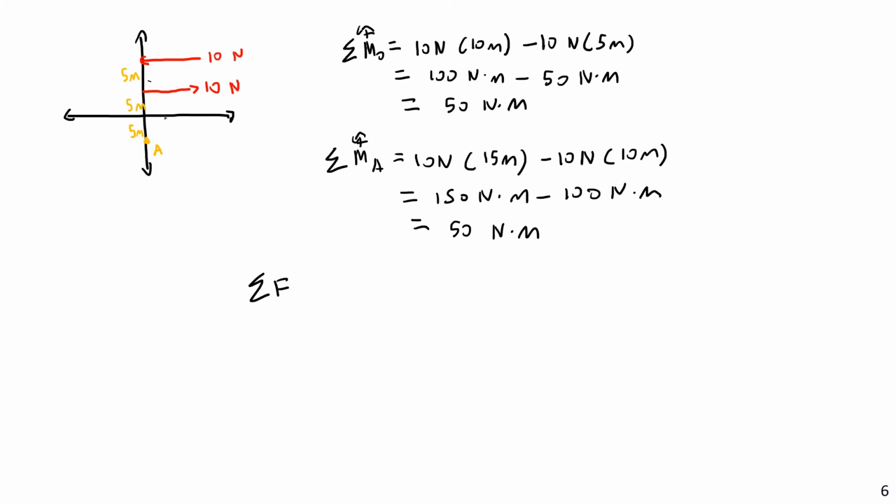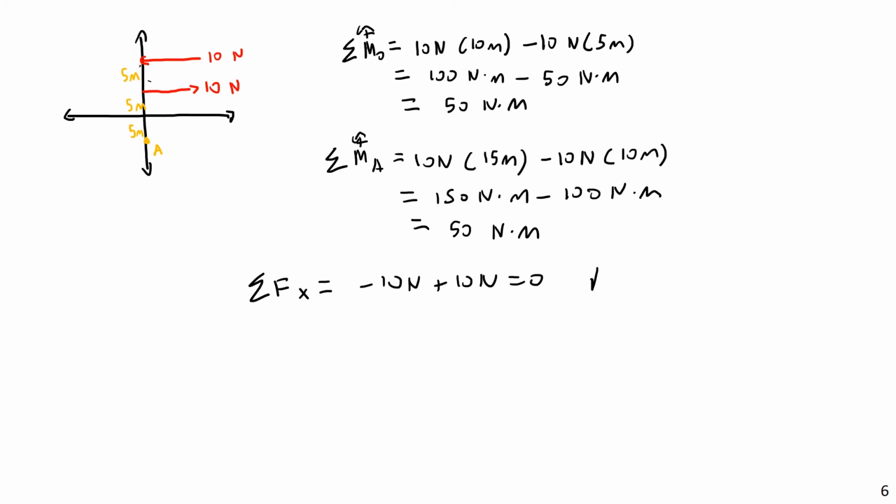In the y direction there would be no force, but if I do a sum of forces in the x direction, I have negative 10 newtons, and then plus 10 newtons, and this would simply come to 0. So notice, these two forces will cancel each other out in terms of their tendency to translate, but regardless of where we sum moments about, they'll produce the same tendency to rotate.